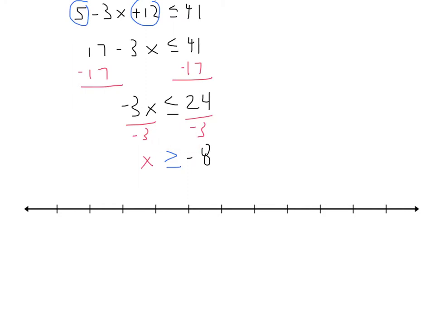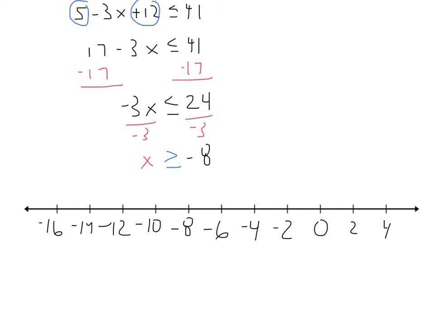Okay, so let's graph our solution. X is greater than or equal to negative 8. Let's graph the solutions to that statement. And let's count by 2's. Okay, let's start with our boundary. Let's always start with your boundary.